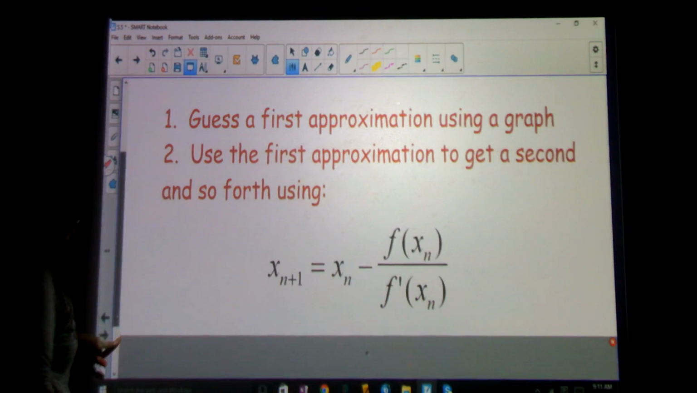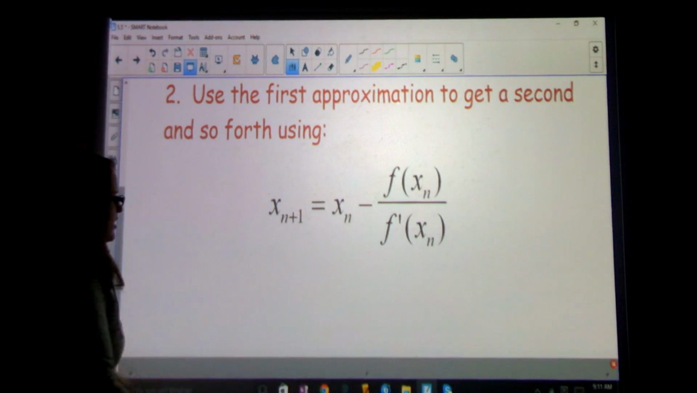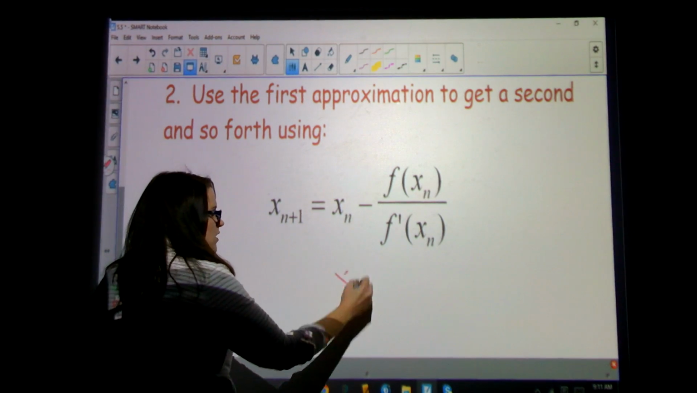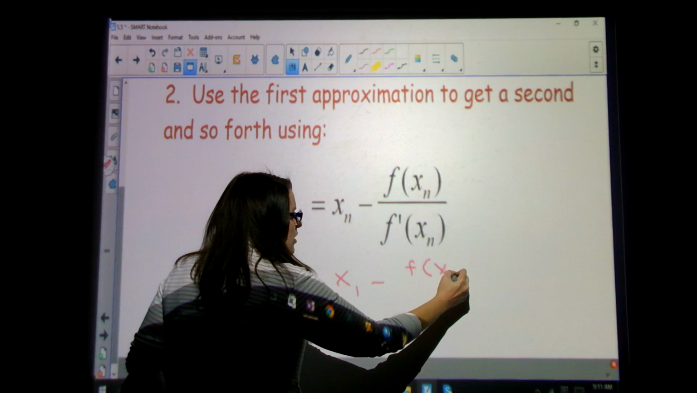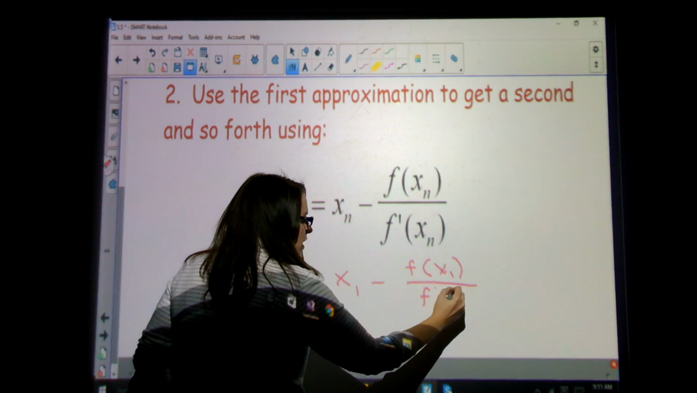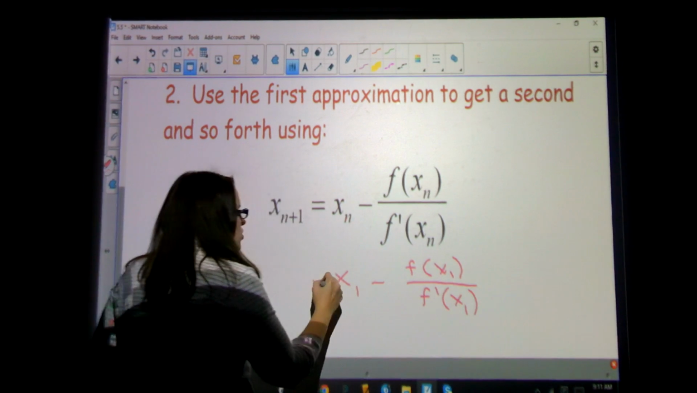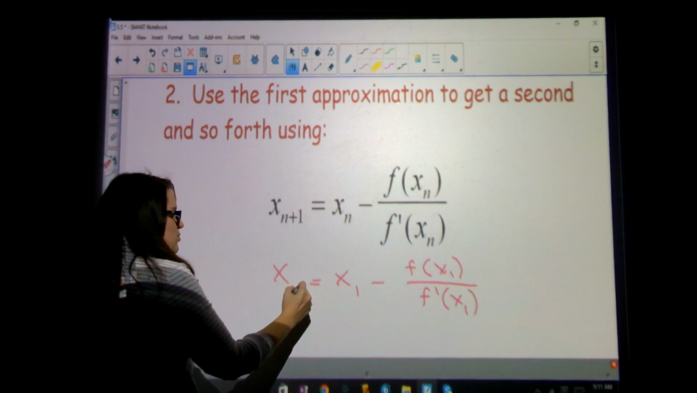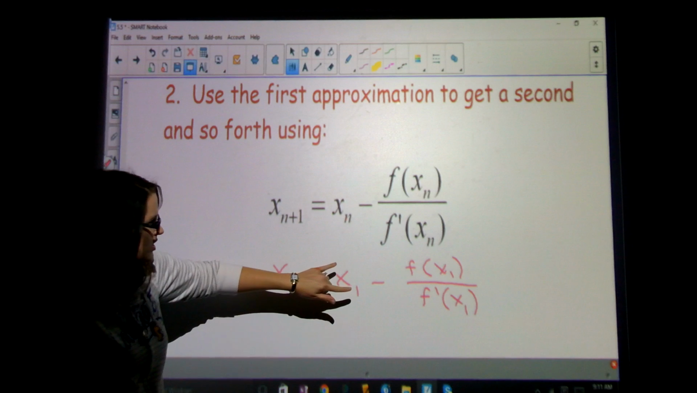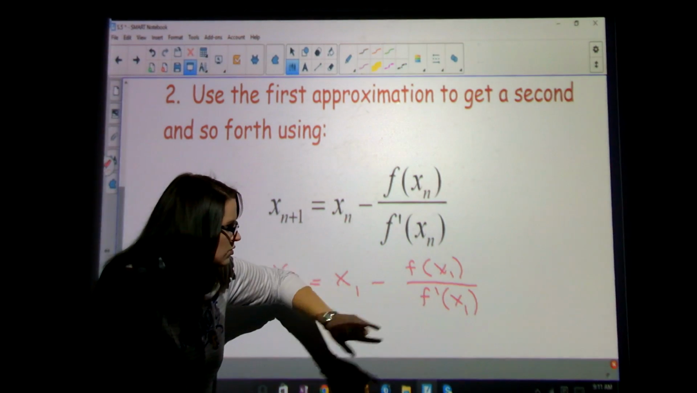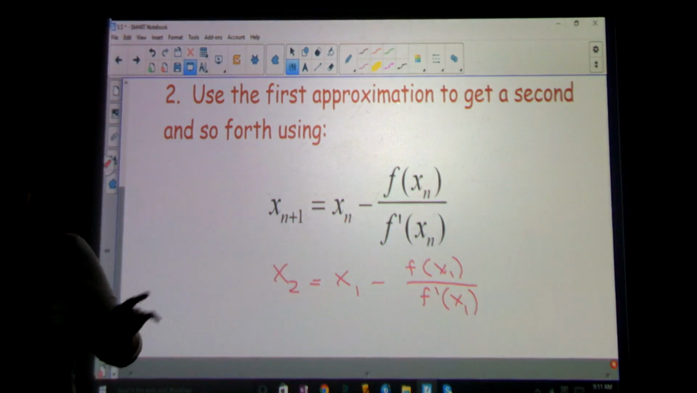Remember, this is sequence notation. It's saying if x sub 1, where 1 is your counter, then you plug it into your function divided by your derivative, and that should give you the next one, x sub 2. Likewise, x sub 3 would be x sub 2 minus f of x sub 2 over f prime of x sub 2. You're just getting the next one.